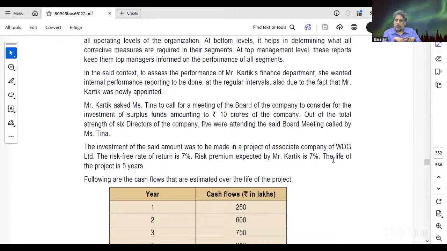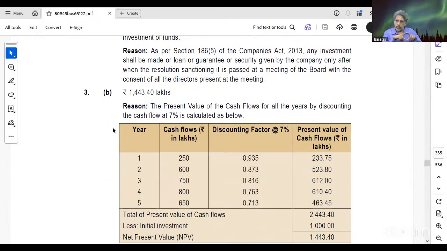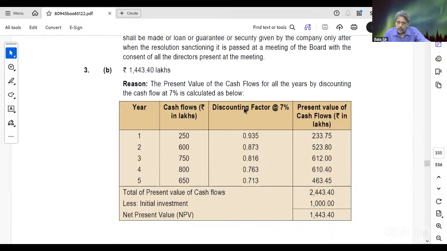The life of the project is 5 years. Now let us go ahead and take on the solution. Answer to the first question. Don't read the option straight away. Read the working. The present value of the cash flows for all the years by discounting the cash flow at 7%, the risk-free rate. Year 1 cash flow 250 lakhs, discounting factor at 7%, 0.935. Multiply and get the amount. Do that for year 2, year 3, year 4, and year 5. What is the total? 2443.4.